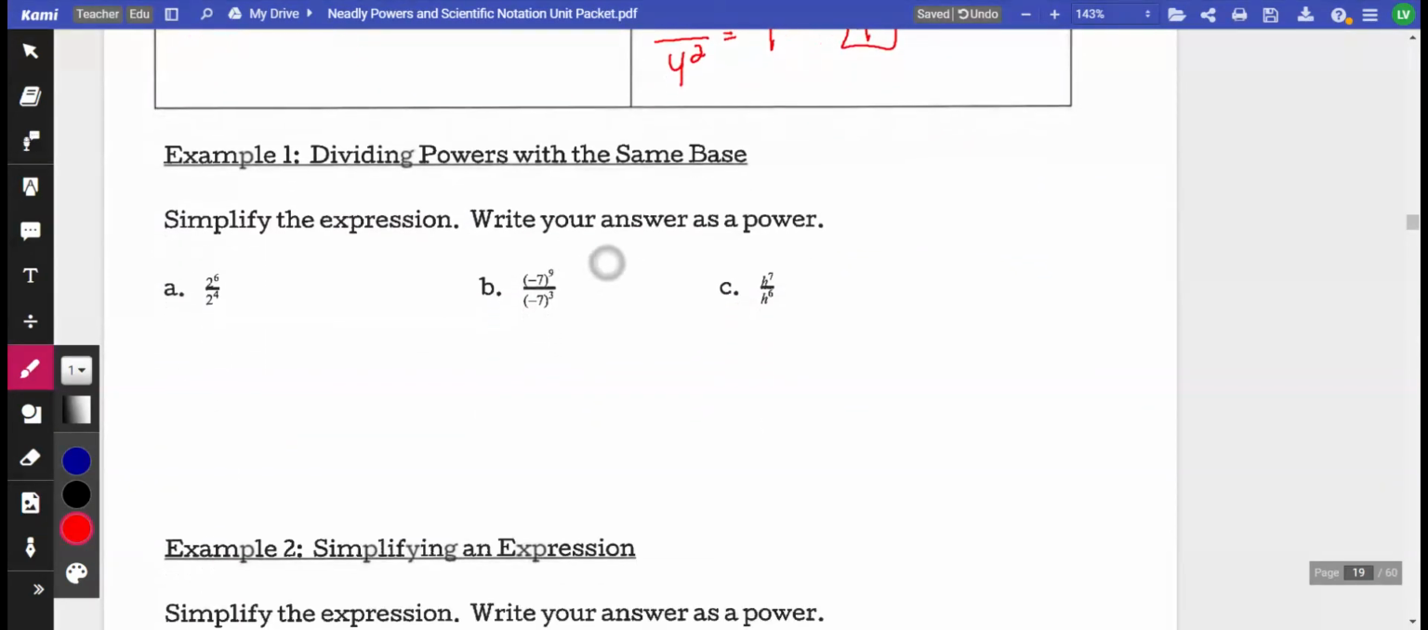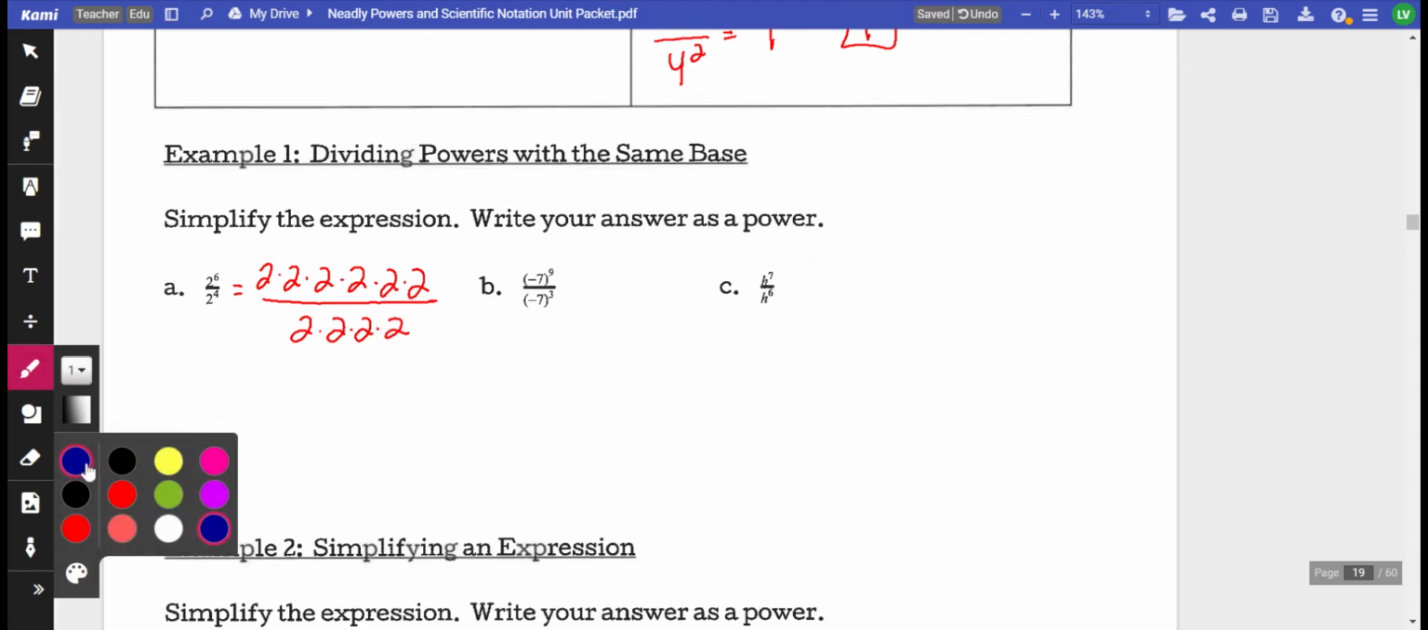So example 1, dividing powers with the same base. A, B, and C, we're going to simplify the expression and write our answer as a power. So 2 to the 6th power divided by 2 to the 4th power. Well, I'm going to show the method both ways. So I'm going to put 6 2s in the numerator divided by 4 2s in the denominator.